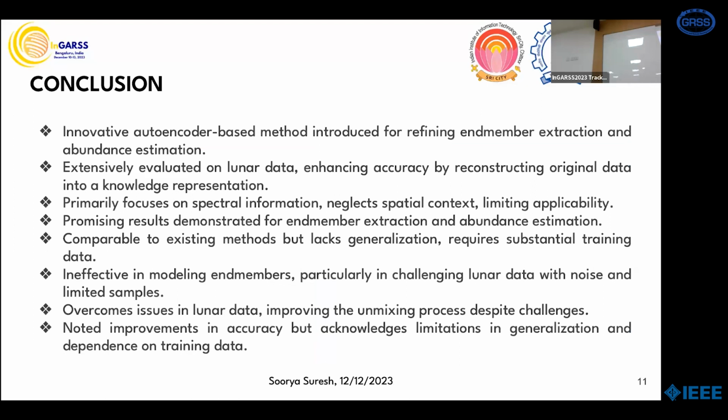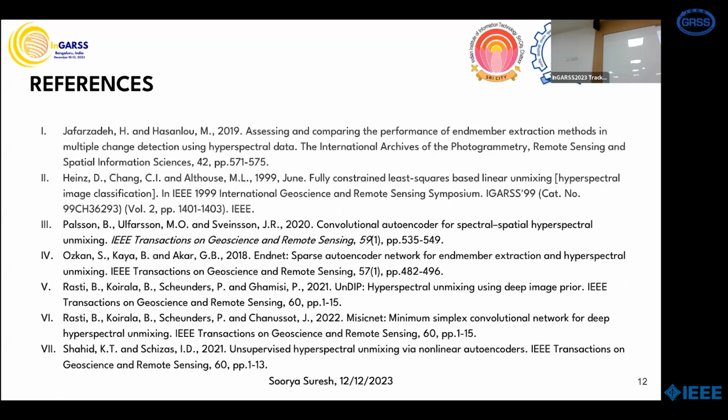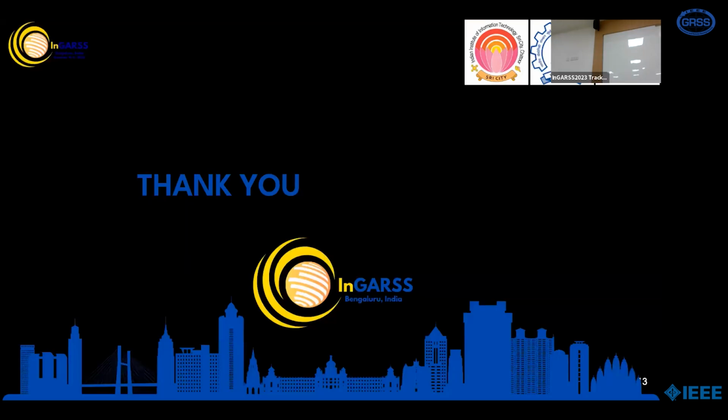Conclusion: we introduced an innovative autoencoder-based feature for refining endmember extraction and abundance distribution. It was extensively evaluated on lunar data to enhance accuracy by reconstructing the original data into a latent representation. We got promising results demonstrated on abundance estimation, effective in modeling endmembers, particularly in challenging lunar data. Mainly, here we overcome issues in lunar data by improving the unmixing process.